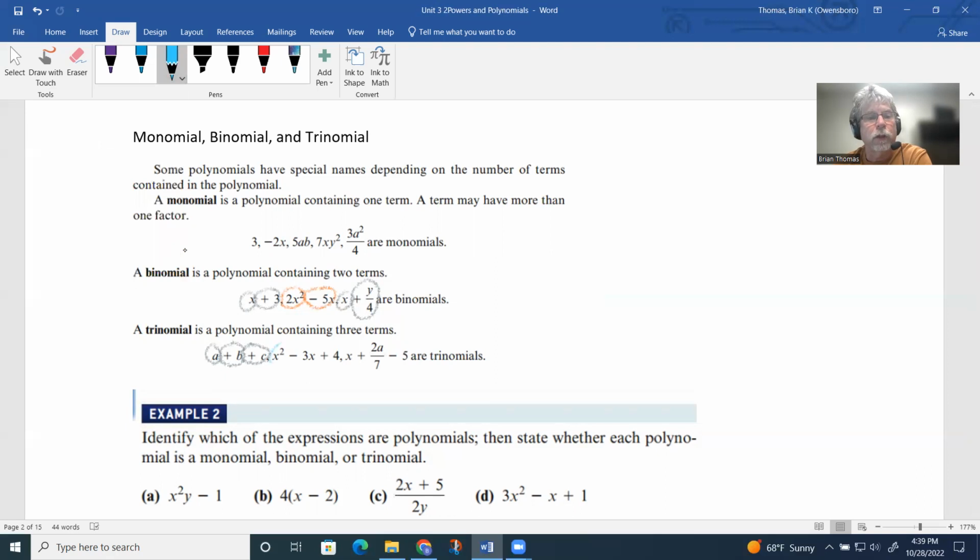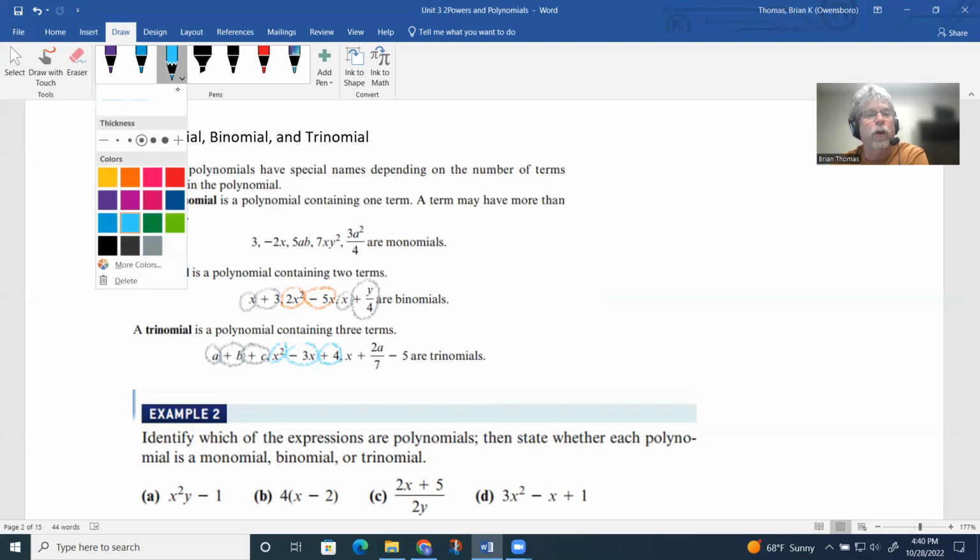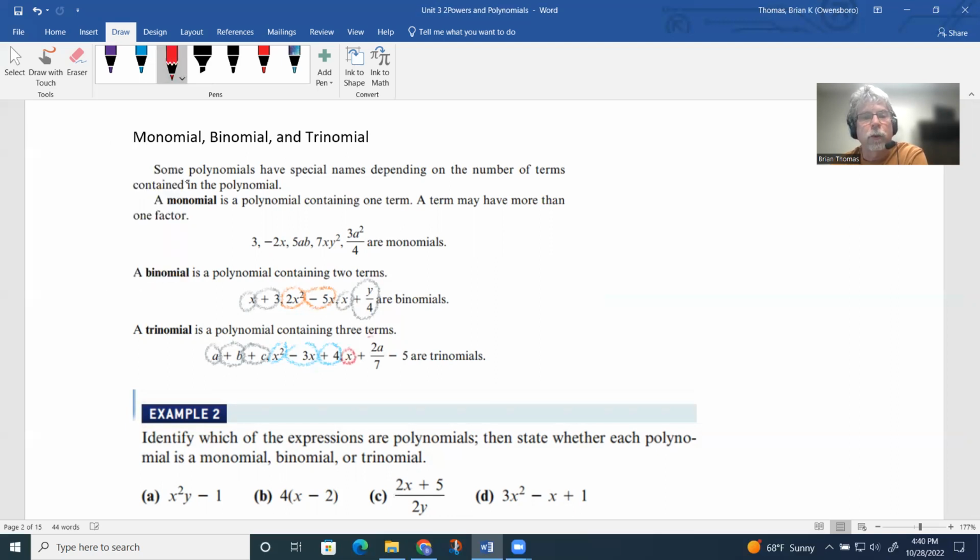Notice how there's an x squared, there's a negative 3x, and there's a 4. Those are my 3 terms, and therefore we call that a trinomial. So here we have an x, and we have a positive 2a over 7, and we have a negative 5. Those will all be examples of trinomials.